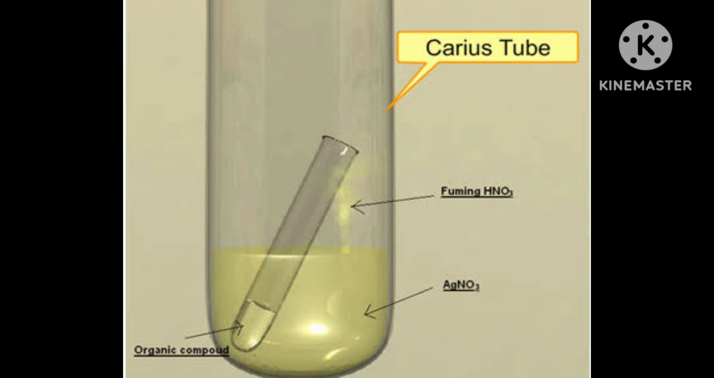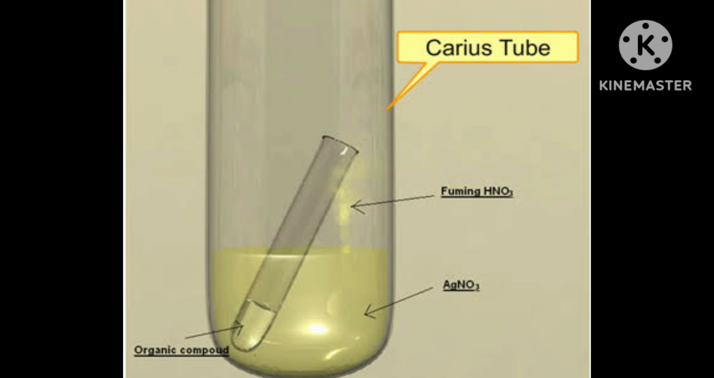Then 35.5 divided by 143.5, then M1 will multiply, just it will go up. Then 35.5 into M1 divided by 143.5. But in terms of formula, you can write atomic mass of X divided by molecular mass of AgX and upside M1. This is the mass of halogen in M1 gram of AgX.